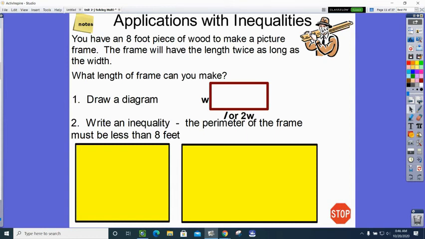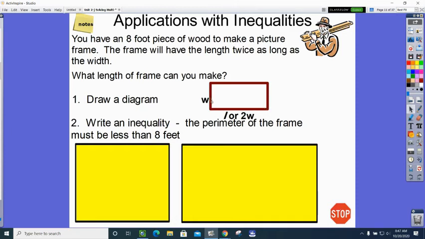So you have an 8-foot piece of wood to make a picture frame, and the frame will have a length that will be twice as long as the width. So you want this distance on the rectangle to be basically twice this one. So this would be W, and I'm going to call this 2W. So we're going to write an inequality, and the perimeter of the frame must be less than 8 feet.